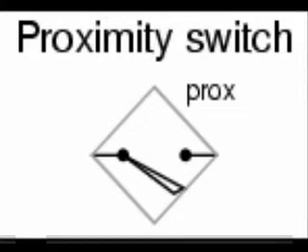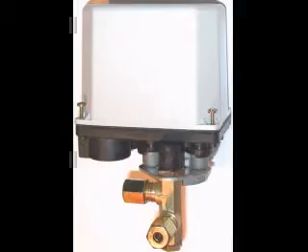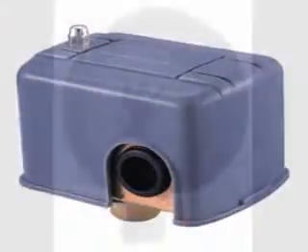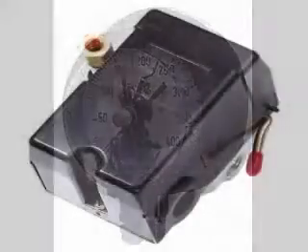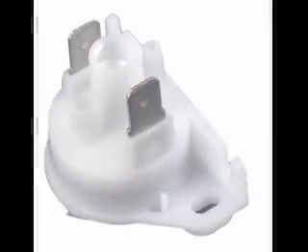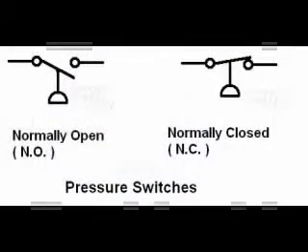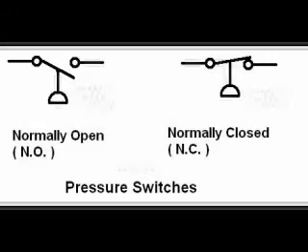Pressure switches operate by the pressure of a liquid, such as water, or a gas, such as air. These are the symbols for pressure switches. The switch symbol on the left represents a normally open pressure switch. It closes when the pressure reaches a certain set value. The switch symbol on the right represents a normally closed pressure switch. It opens when the pressure reaches a certain set value.